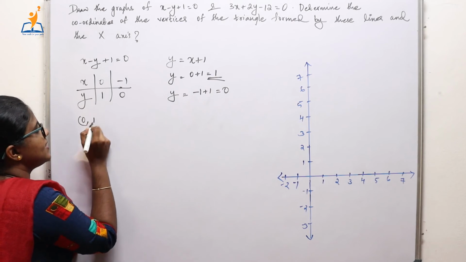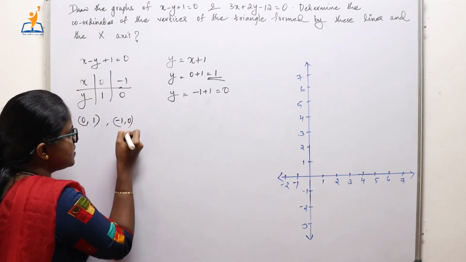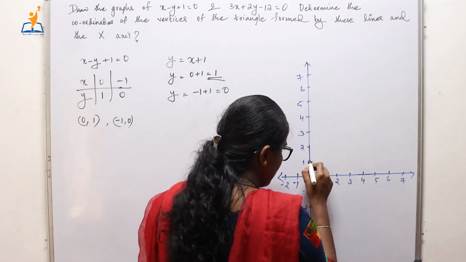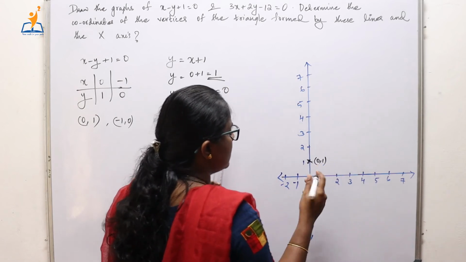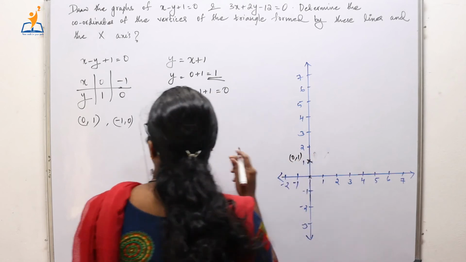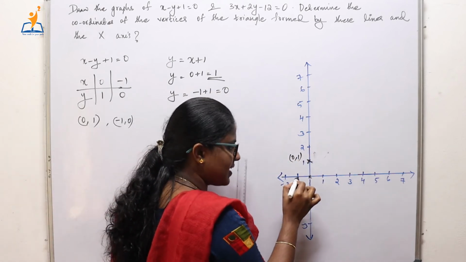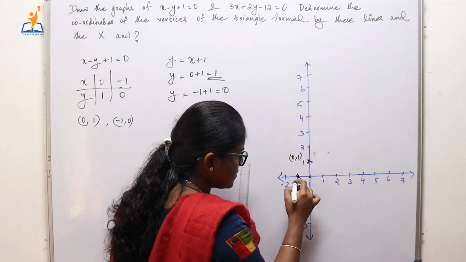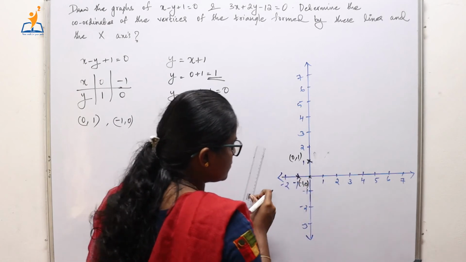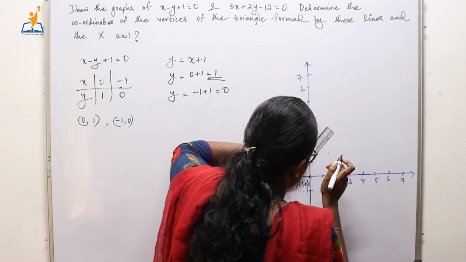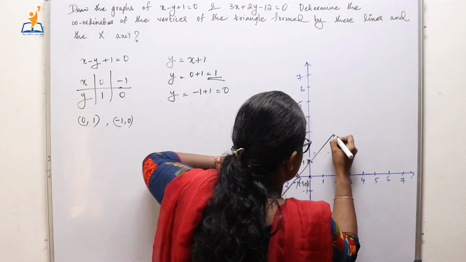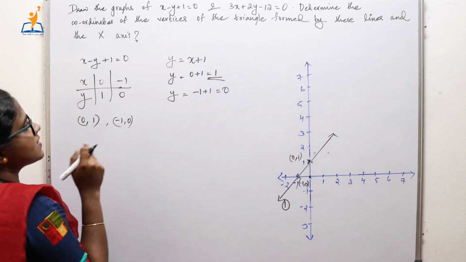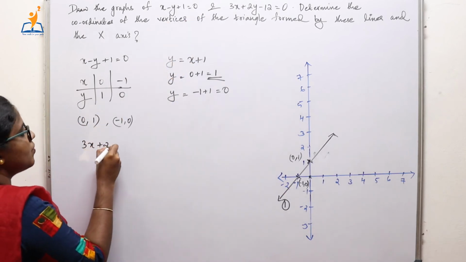So we got 2 points and they are (0, 1) and (minus 1, 0). Now let's plot these 2 points in this graph. So this is the point (0, 1). Now we want to plot (minus 1, 0). We know that in the x-axis this is minus 1 and this is 0. So this is the point of intersection, minus 1, 0. So we got these 2 points and the line joining these 2 points will be the graphical representation of equation number 1.